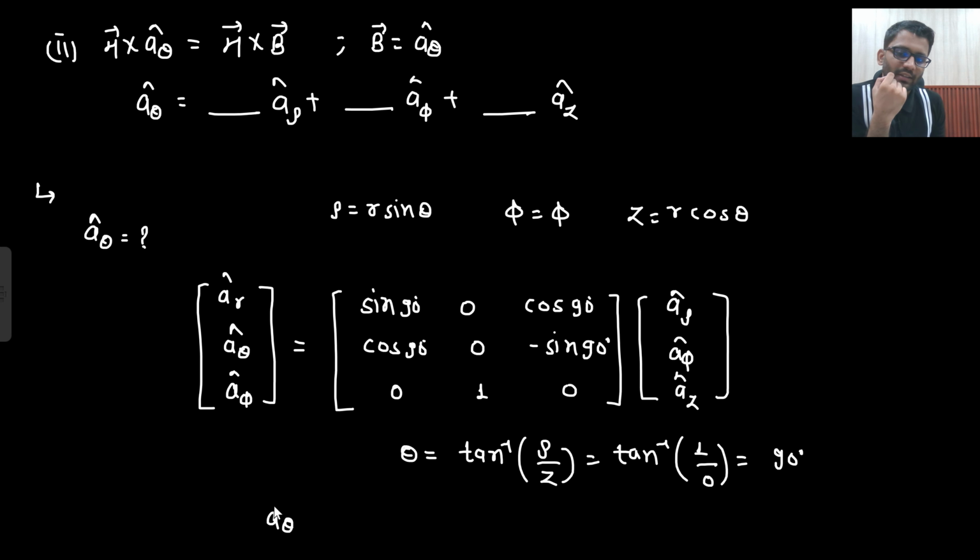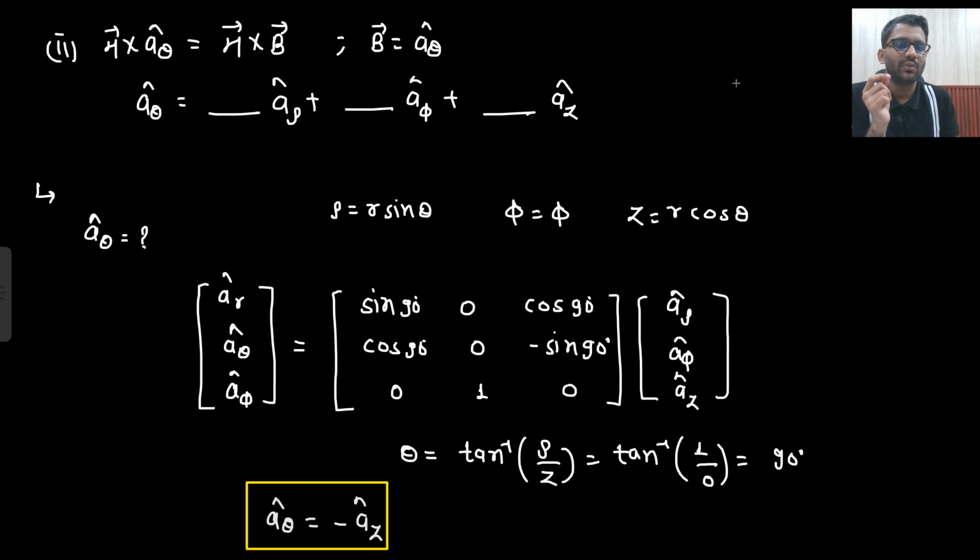So what will be your a theta cap? Because I am only interested in a theta cap. I am not interested in a rho or a phi. So what will be a theta cap? Cos 90 will be 0, this will be 0, this will be minus 1. So 0 into a rho cap, 0 into a phi cap, minus 1 into az cap. This is what I am getting.